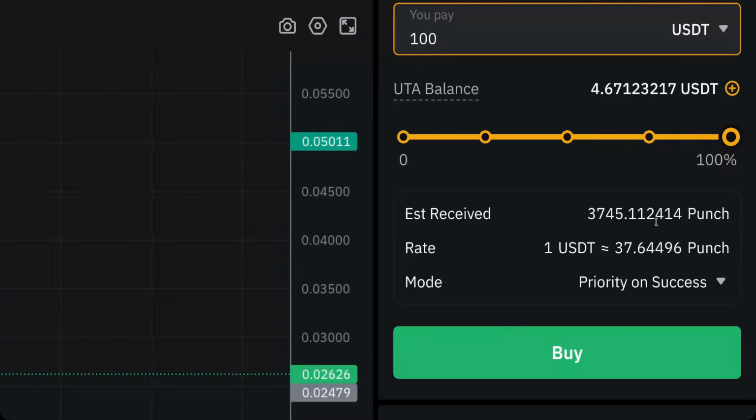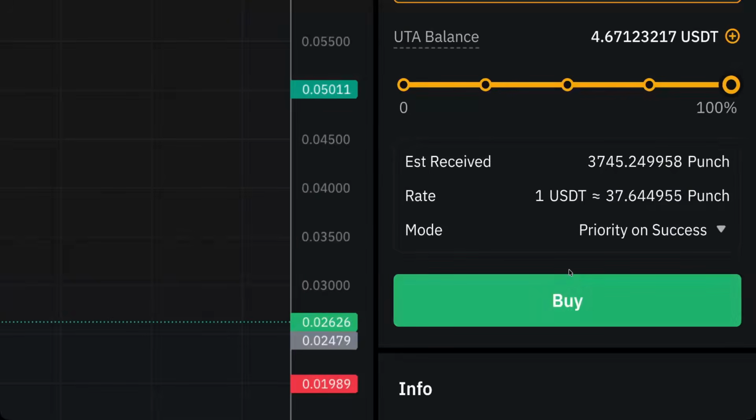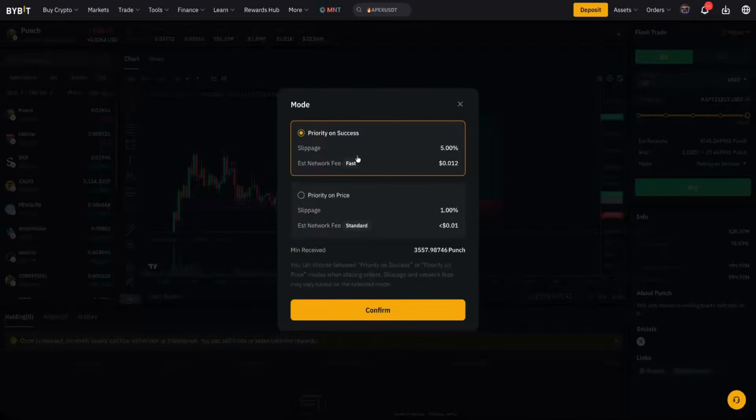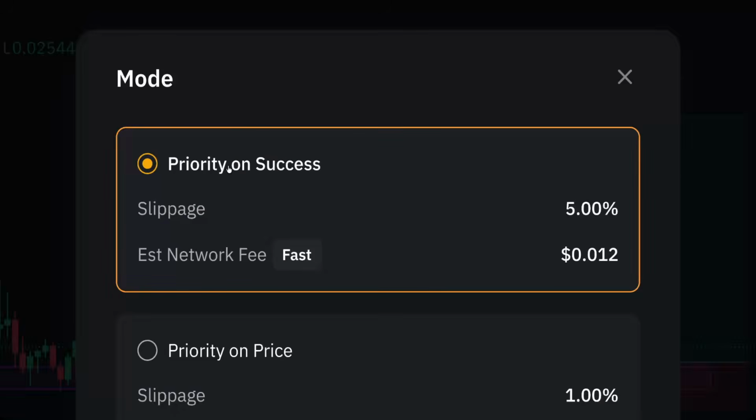Estimated, this is the amount of tokens I'm going to receive, this is the rate I'm buying it at, and then the mode, it says priority on success. So we'll go ahead and click on that arrow right there. If we click on it, it gives us these two options. I don't want priority on success.